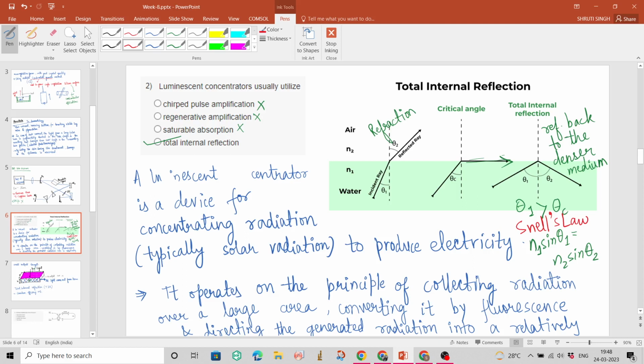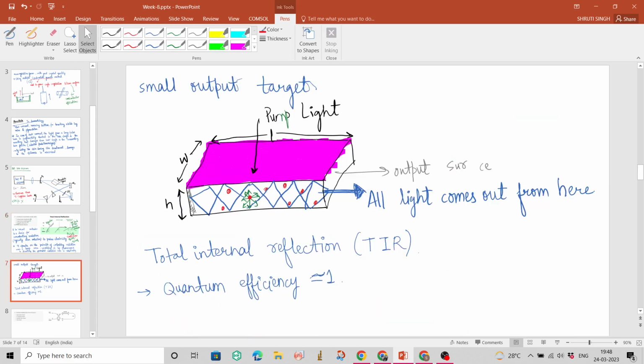So to answer this question, the luminescent concentrator works on the principle of total internal reflection, and it forms a cavity. The luminescence of this compound is trapped in this cavity, and due to total internal reflection it gets reflected from this end, which is the polished end, and it comes out from one end. And for all this to work perfectly well, the quantum efficiency of the luminescent material should be 1. Otherwise we will lose some amount of energy. We are not getting out as much fluorescence from the molecule as the light we are pumping into it. That's why we need quantum efficiency equal to 1.